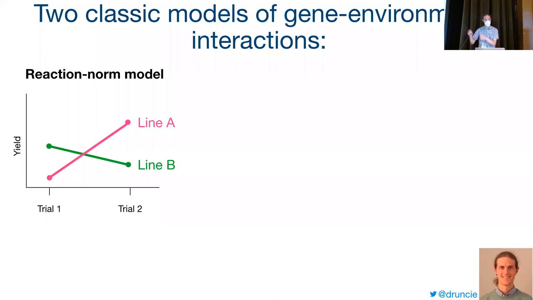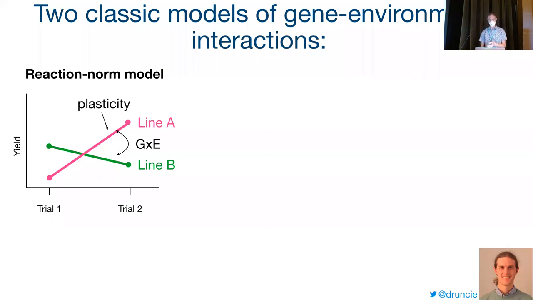So first, I'm going to take a minute to describe how I measure and model gene environment interactions. So here's a classic picture of a gene environment interaction. I have two trials, one and two, two accessions or lines, A and B, and I'm plotting their, say, yield in each environment. And then I connect them with a line. And so that line has a slope. That slope represents the plasticity, how much its yield changed across environments. And since these two slopes are different, they have different responses to the environment.